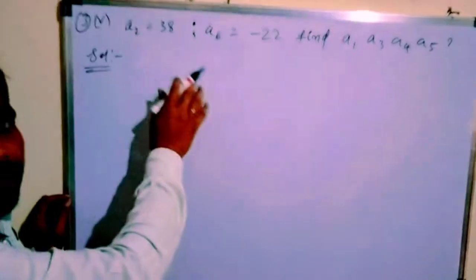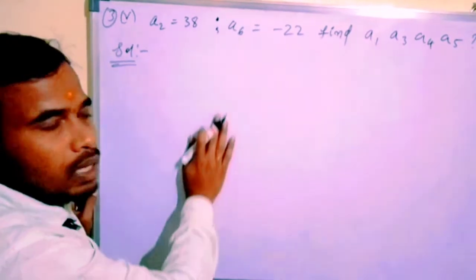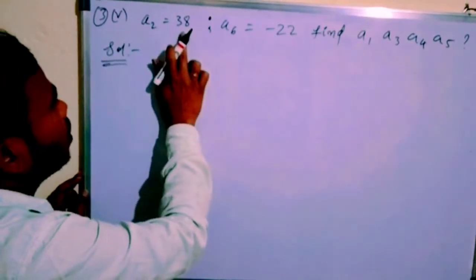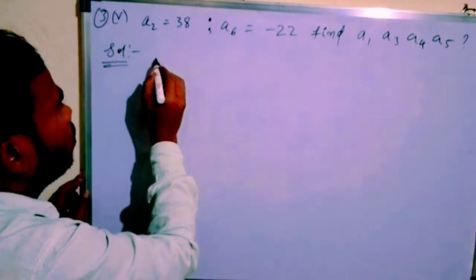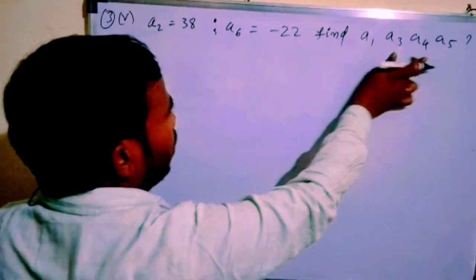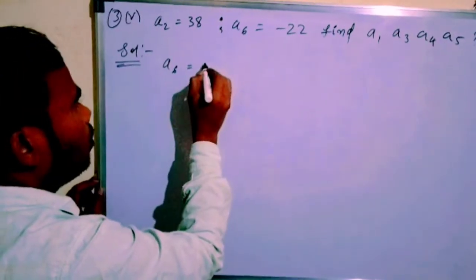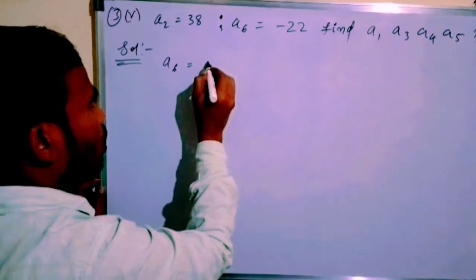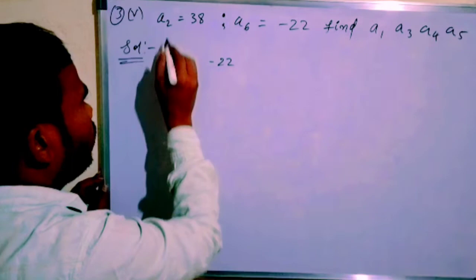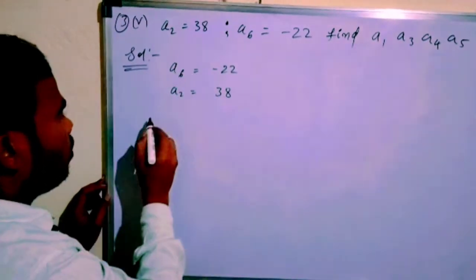Now the third bit to the fifth question. This is also a little bit different, so that's why I'm explaining. So a6 is equal to minus 22, a2 is equal to 38. Now solve the remaining problems, we are finding the remaining values. So a6 is equal to minus 22, and a2 is equal to 38.